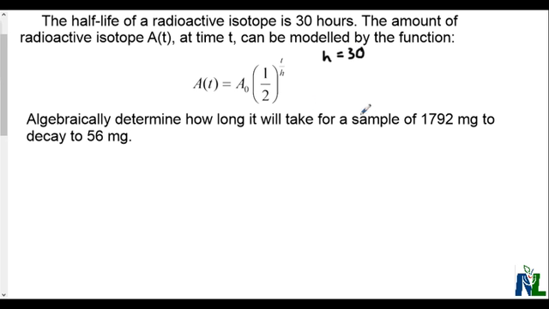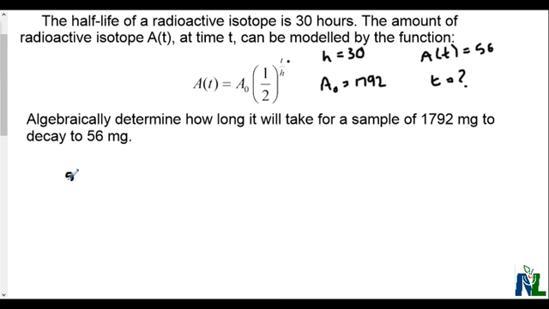We also know that the initial amount is 1,792 milligrams. That's the A0 there. 1,792. And what I'm looking for is how long will it take to decay to 56. So in this case, A of t, that final amount, is 56. So the unknown that I want to find here is t, because it's asking me how long this process is going to take. So I'm going to fill in those values now in the equation I'm given above.